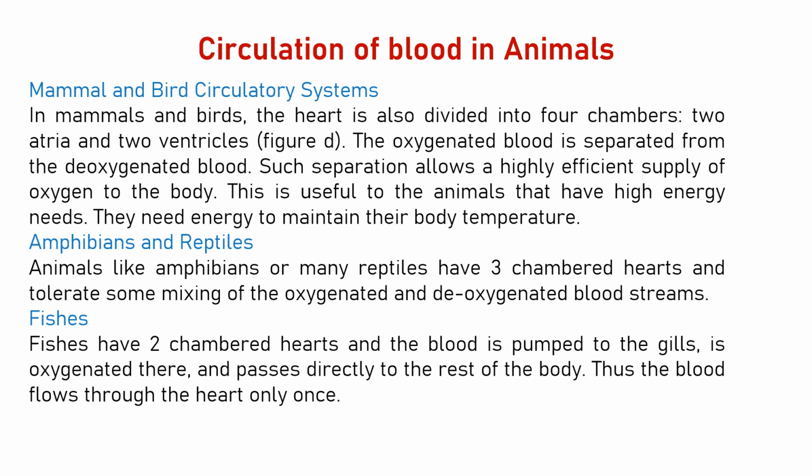And there is a little bit of mixing of oxygenated and deoxygenated bloodstream. In fish they have two chambered hearts. Okay, fishes have two chambered hearts, and the blood is pumped to the gills, is oxygenated there and passes directly to the rest of the body. So here you will find that it is a single circuit blood circulation, right? So thus the blood flows through the heart only once. So this is not double circulation, it is a single circulation blood flow, right?